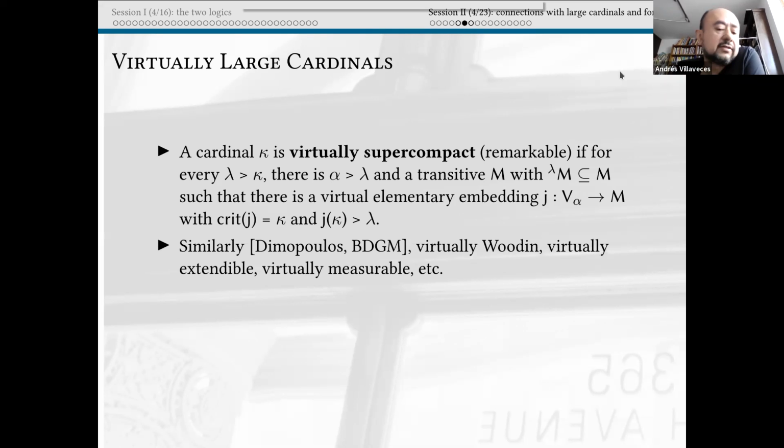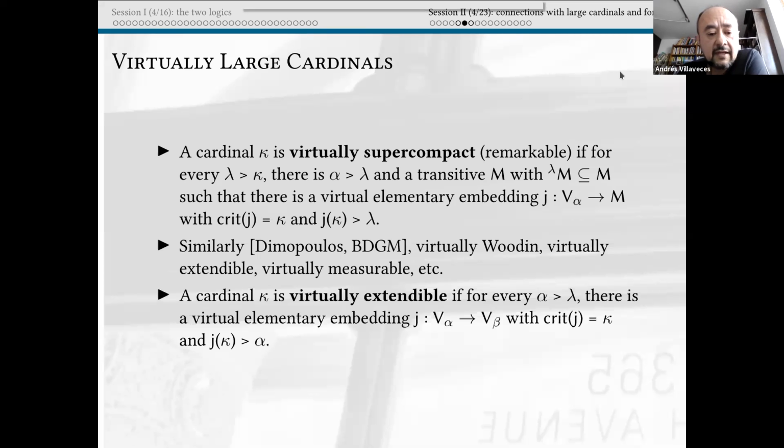Similarly, in the paper by Dimopoulos, and then the paper by the four authors, which I will mention in more detail in a moment, there are also virtually Woodin, virtually extendable, virtually measurable cardinals, and many of them have been characterized in ways that are what I want to describe today in connection to our new logics.